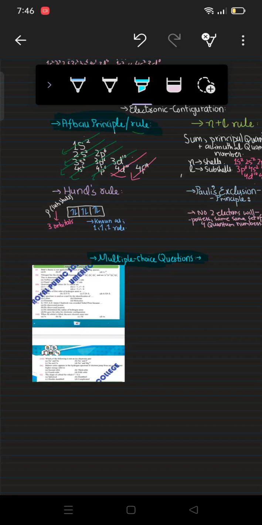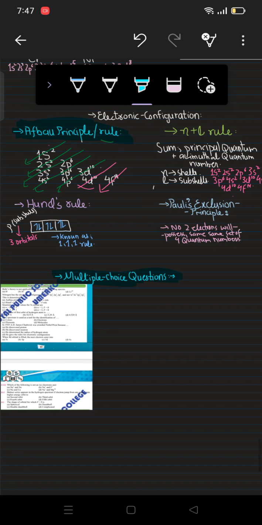Okay, as in the last video, we have read about the rules of electronic configuration, how we are going to write the electronic configuration of any element present in the periodic table. We follow basically three rules, because the Aufbau principle and the n plus l rule are the same, so we consider both as one rule. So there are three rules: the Aufbau principle or n plus l rule, then Hund's rule, and lastly Pauli's exclusion principle.